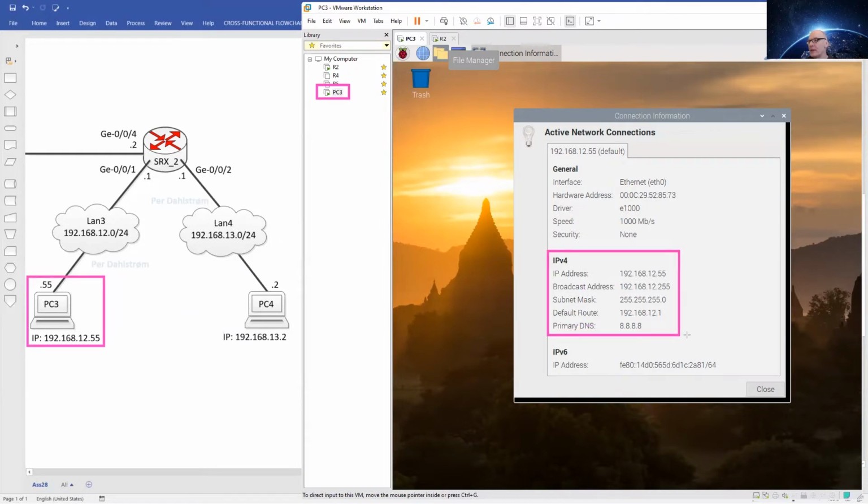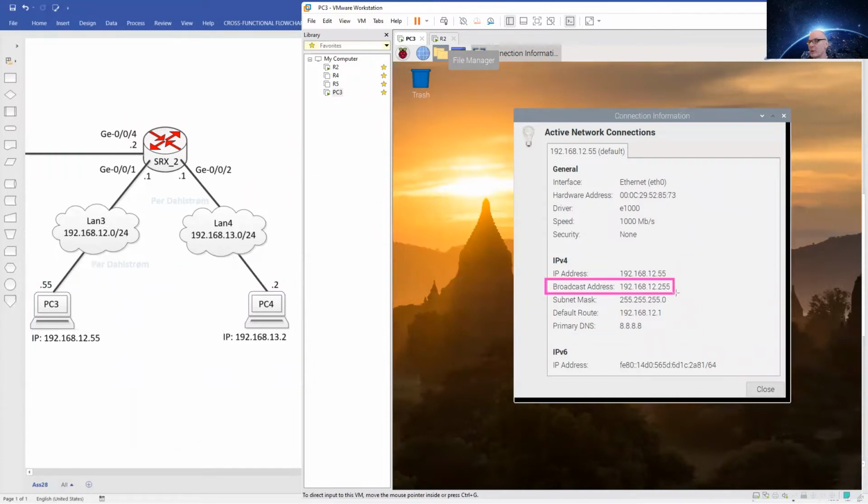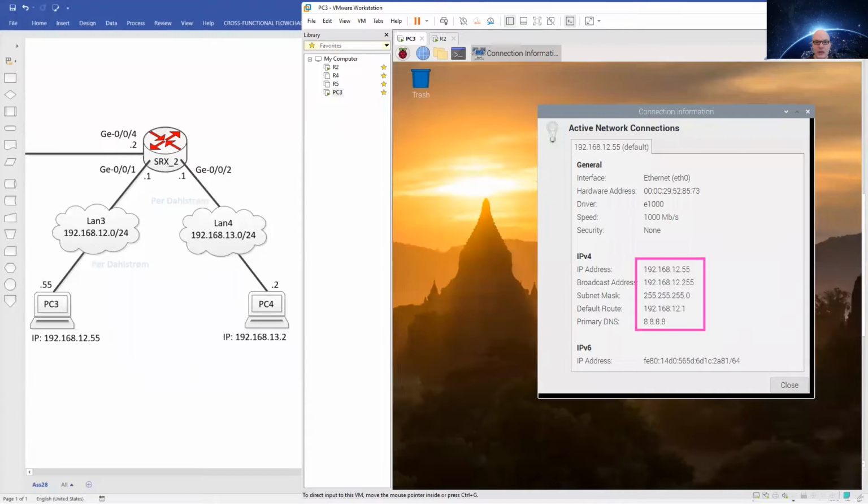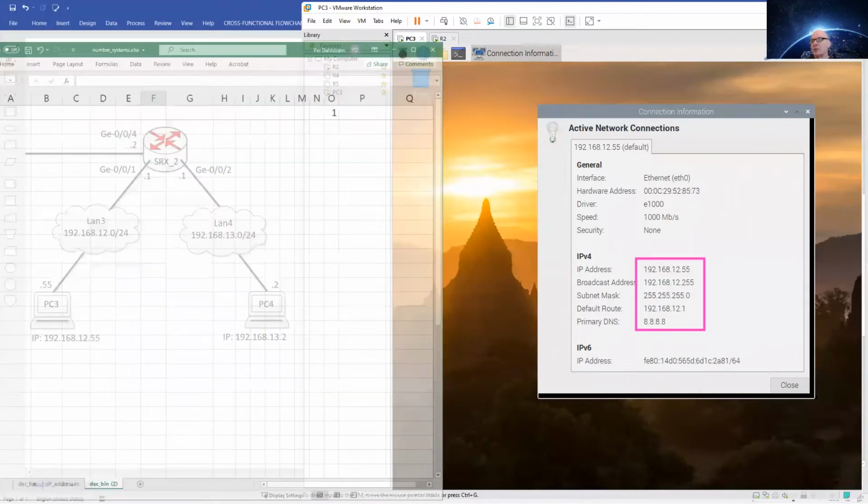This is PC3. We have the IPv4 parameters down here: the IP address, the broadcast address, the subnet mask, the default route or default gateway. So here we will be looking at what is behind these numbers. In order to do that, we have to look at the decimal number system, as these numbers are decimal numbers. Let us bring up a spreadsheet and relearn how to count items in decimal.